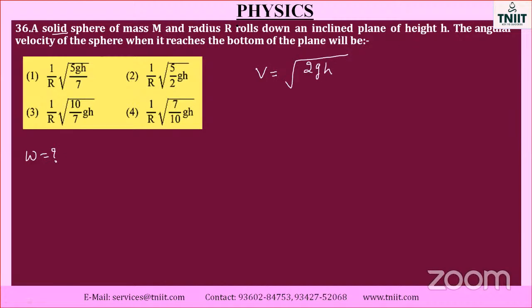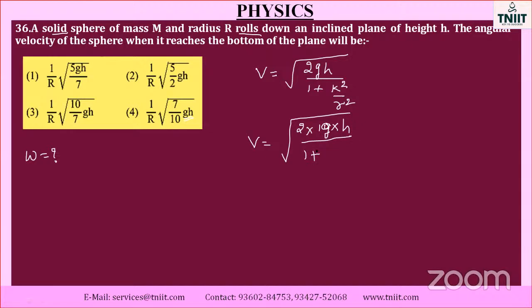Since it is rolling, for that rolling you have to divide by 1 plus k squared by r squared. So v will be equal to root of 2 into g value is 10 into height is h. Answer is there with the g itself. So don't replace g as 10. You keep that as it is.